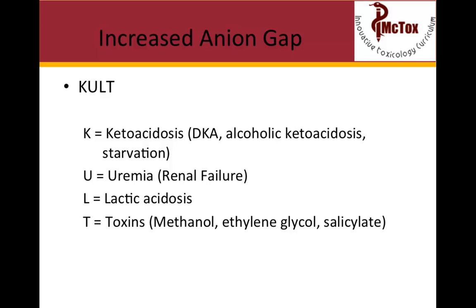U stands for uremia from renal failure. L stands for lactic acidosis and the many causes that contribute to this. And T stands for toxins, including methanol, ethylene glycol, and salicylates, as well as a list of other toxins that can contribute to an increased anion gap through multiple mechanisms. It really doesn't matter which mnemonic you use, if any at all, as long as it helps you to remember.